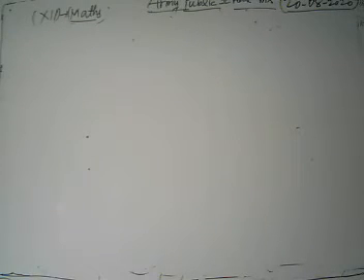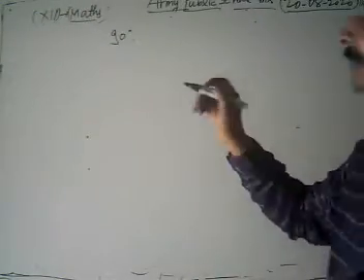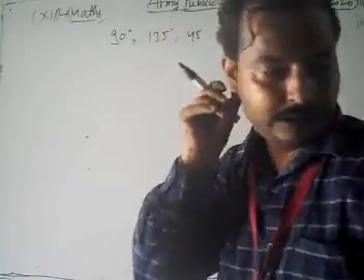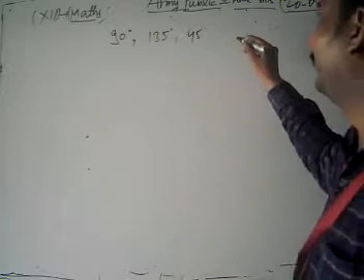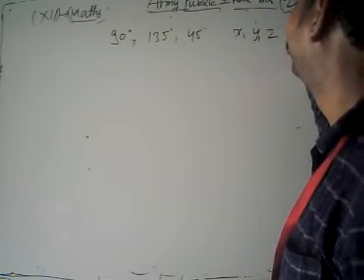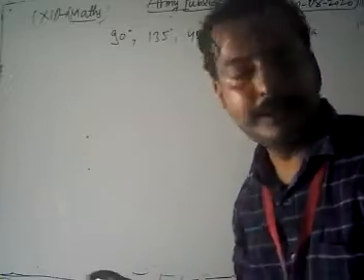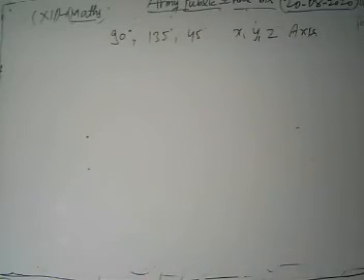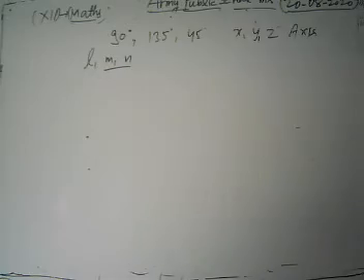What we start with is one of the basic questions. If a line makes angles 90 degrees, 135 degrees and 45 degrees with the x, y and z axes respectively, find the direction cosines. We have to find out the values of L, M and N.